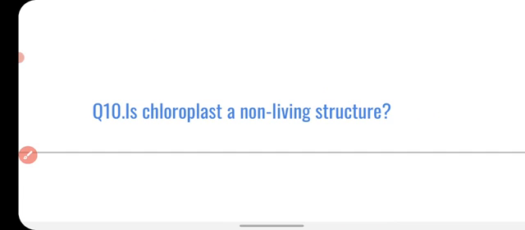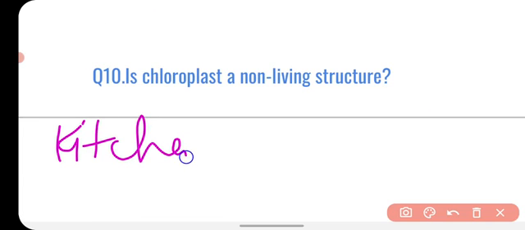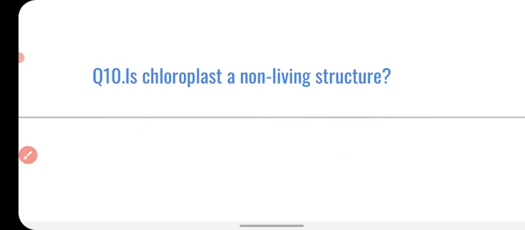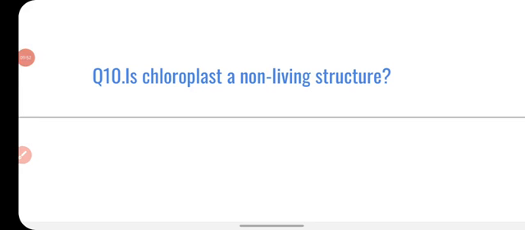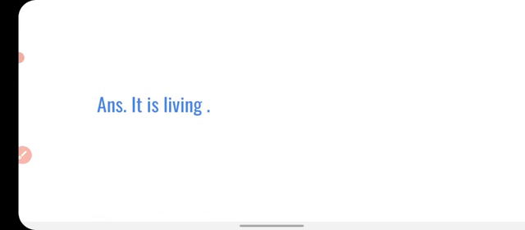Next question is, is chloroplast a non-living structure? So chloroplast is a type of plastid which is called the kitchen of the cell. It is called kitchen of the cell because this is the organelle where the glucose is produced, the food is produced in the plant cell. So is it living or non-living? Can you guess? This is living. All the kinds of plastids including chloroplast are living, they behave like a living component.